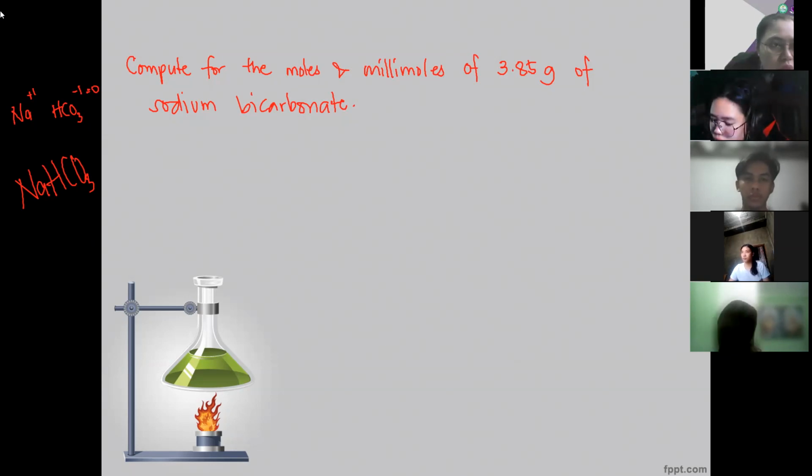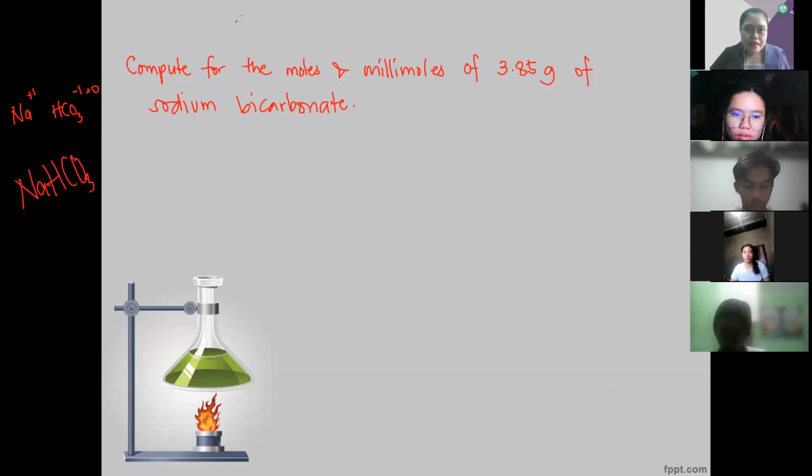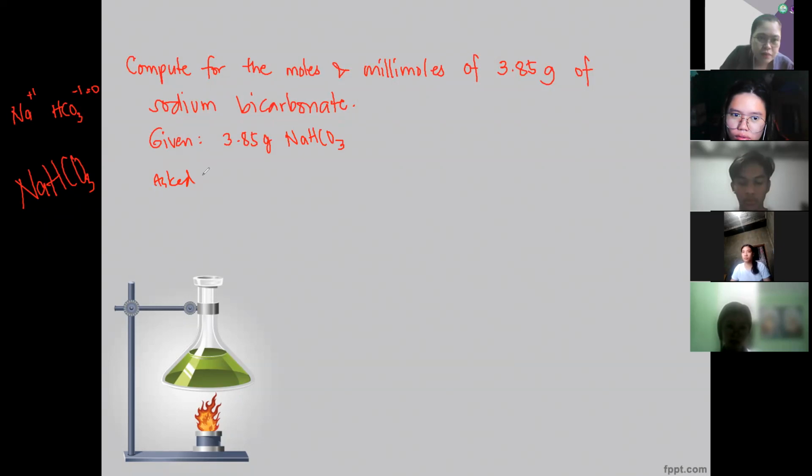0.0458. Okay, sige, let us solve. Ayan. So we have the following given. First, we have 3.85 grams. That's the mass of our sodium bicarb. So this is for the sodium bicarbonate. Now, what is asked in the problem? Parehas pa rin kanina. The moles and the millimoles of sodium bicarbonate.